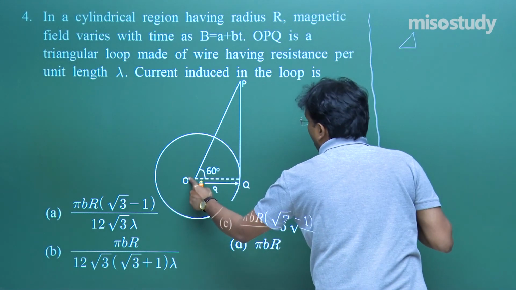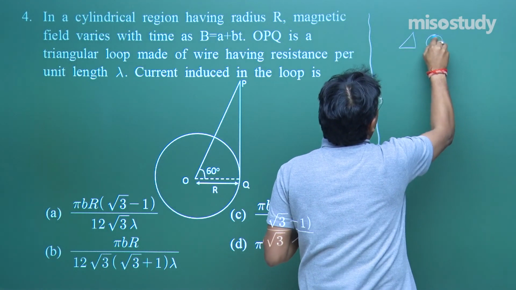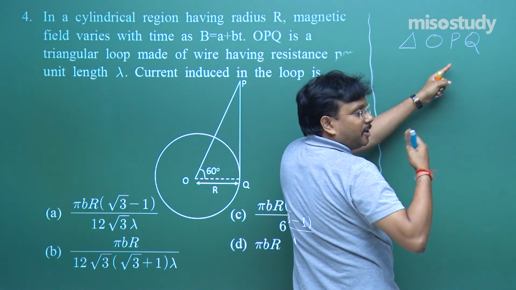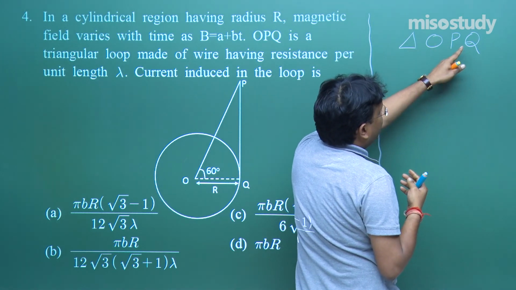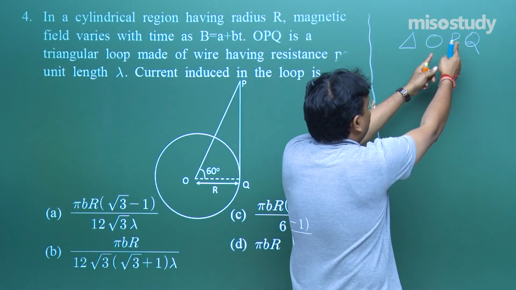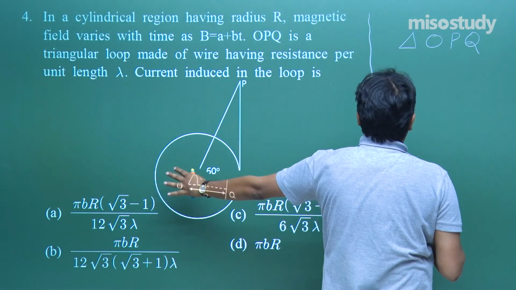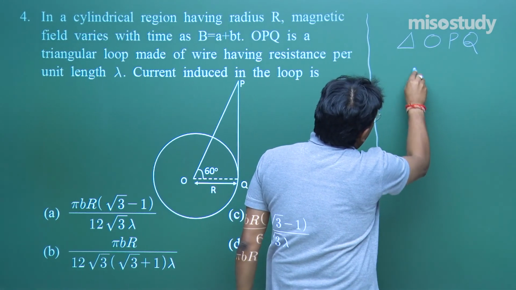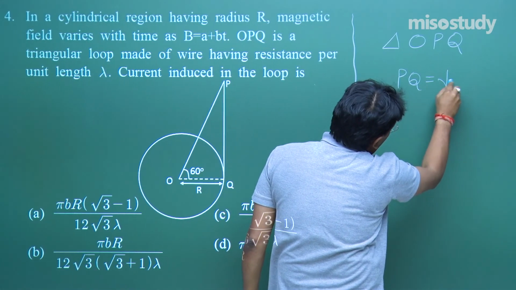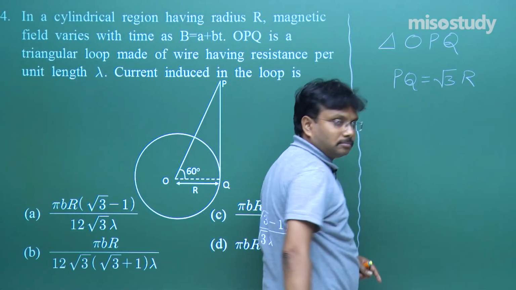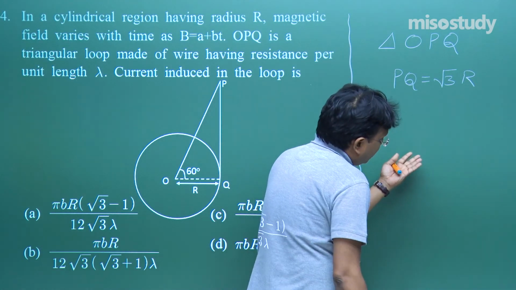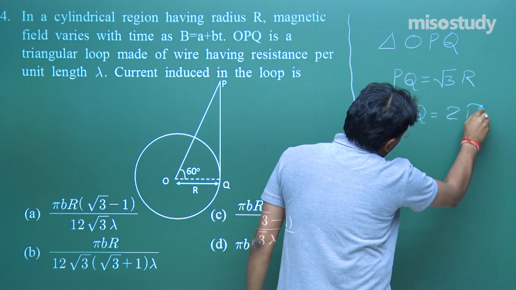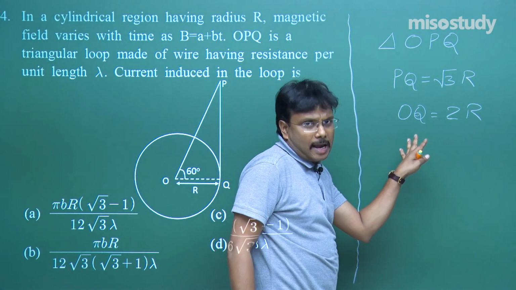Triangle OPQ, I am writing over here. I am repeatedly saying about this explanation, you just have to listen and take a look over here. If required and the diagram is visible, you can quickly take a look at the diagram also. Triangle OPQ, PQ is equal to root 3R. This is based upon basic algebra, and OQ is equal to 2R. Fine, so these two values.